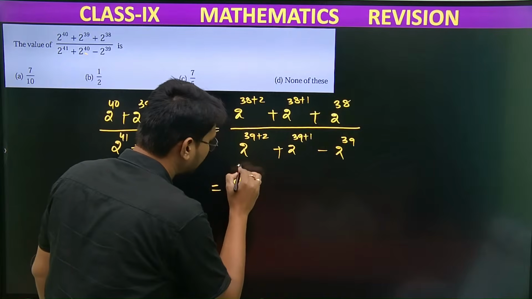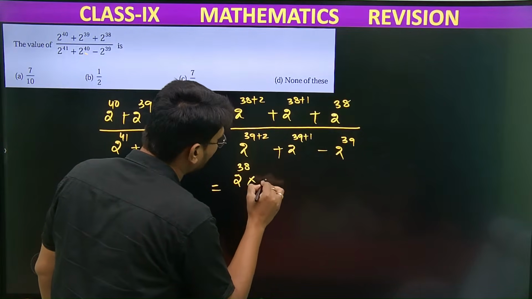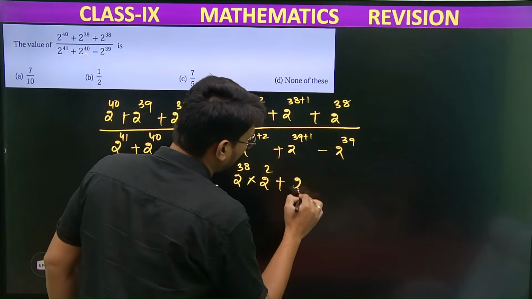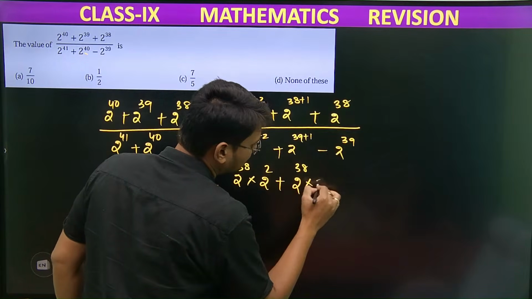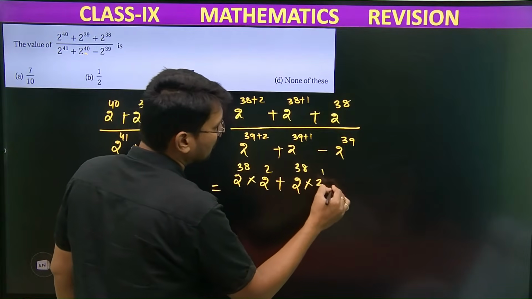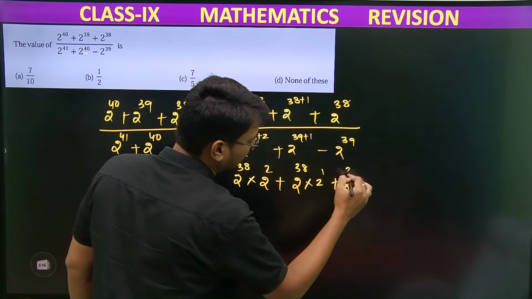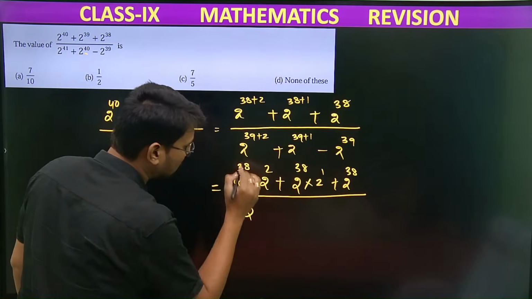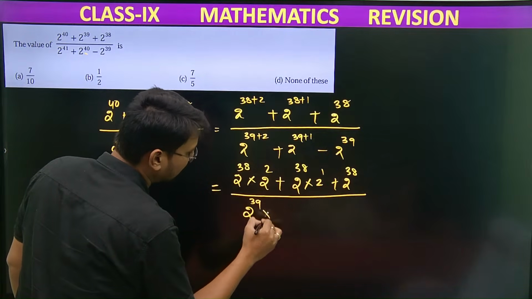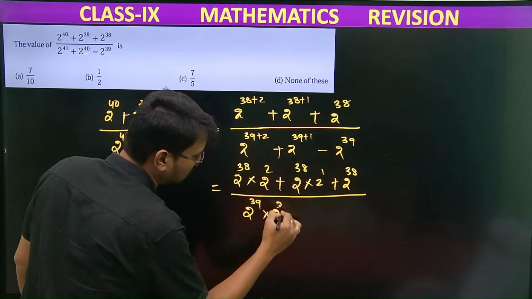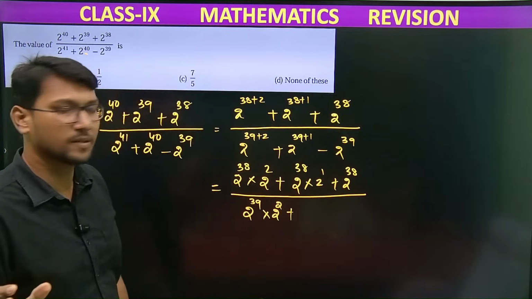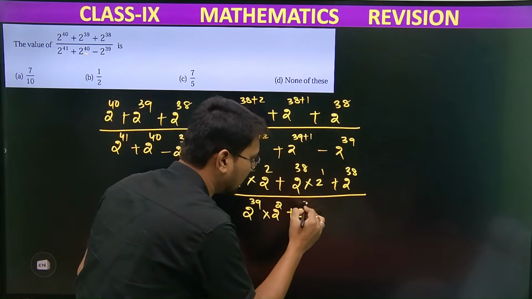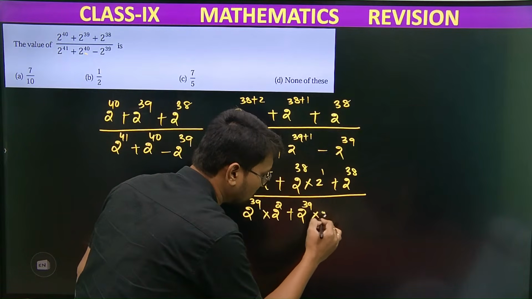2 to the power 38 into 2 to the power 2 plus 2 to the power 38 into 2 to the power 1, plus 2 to the power 38, whole divided by. Similarly, what is this, children? 2 to the power 39 into 2 to the power 2 plus 2 to the power 39 plus 1. 2 to the power 39 into 2 to the power 1. Clear? If there is a doubt, tell me.